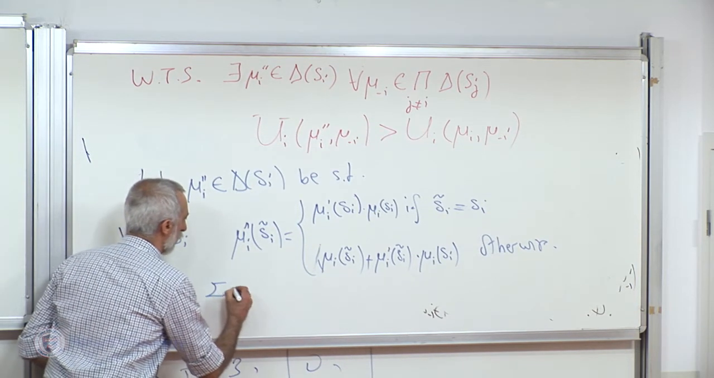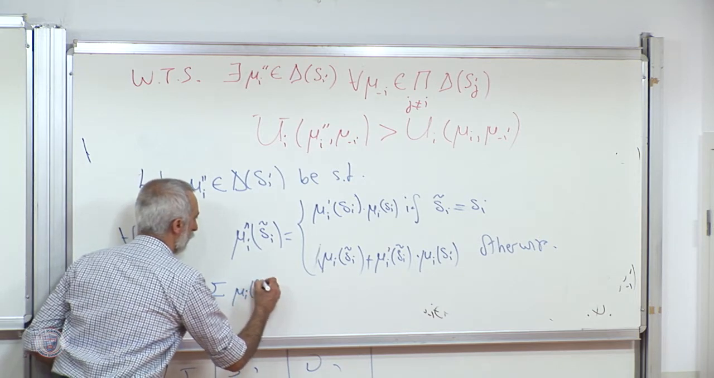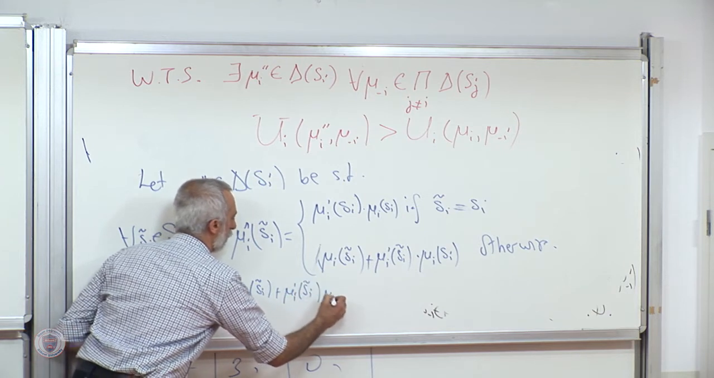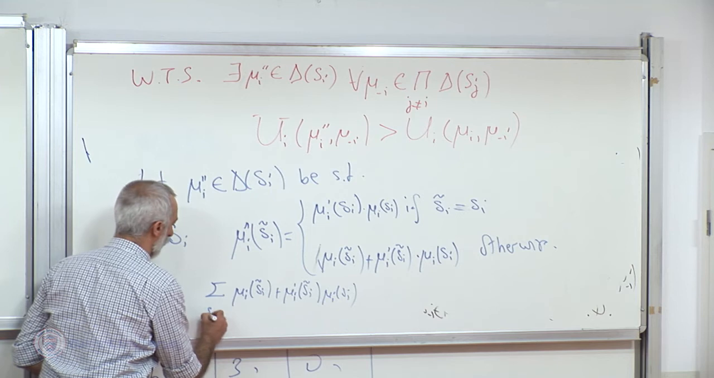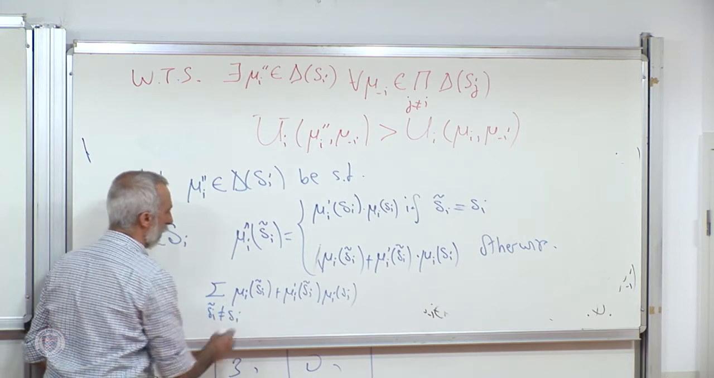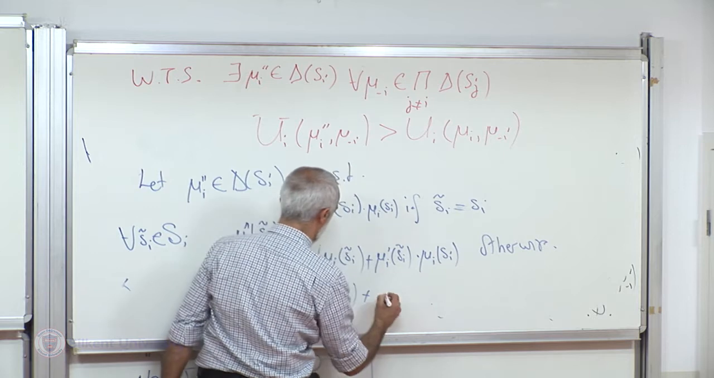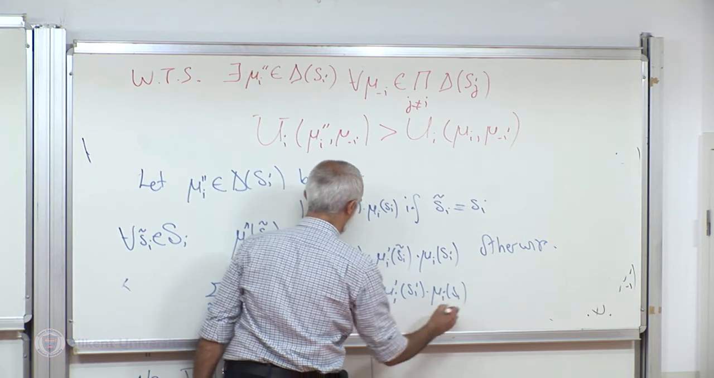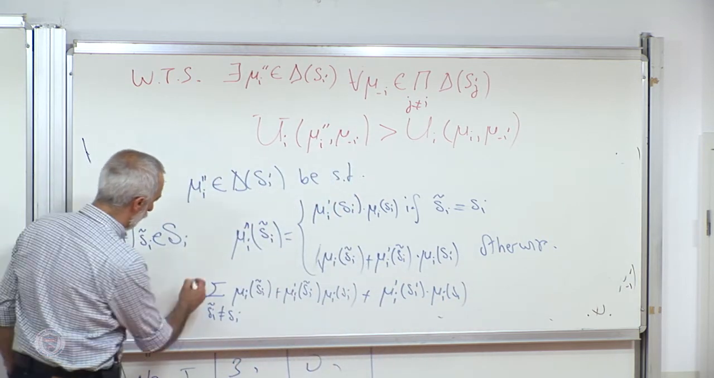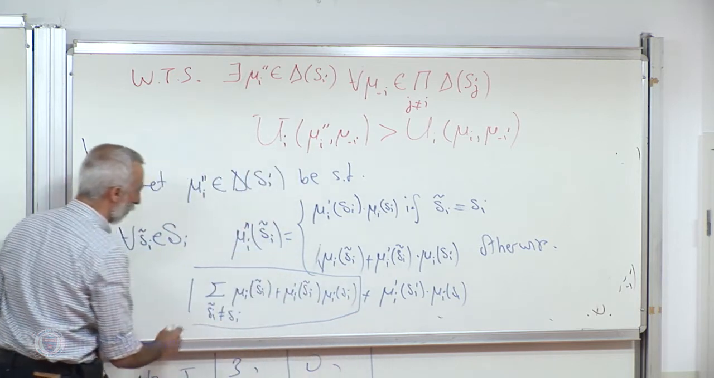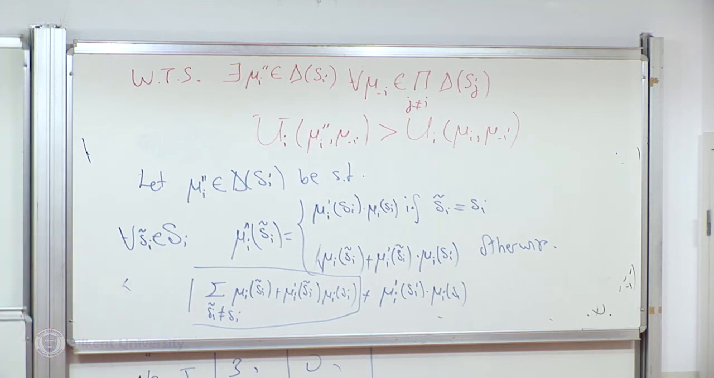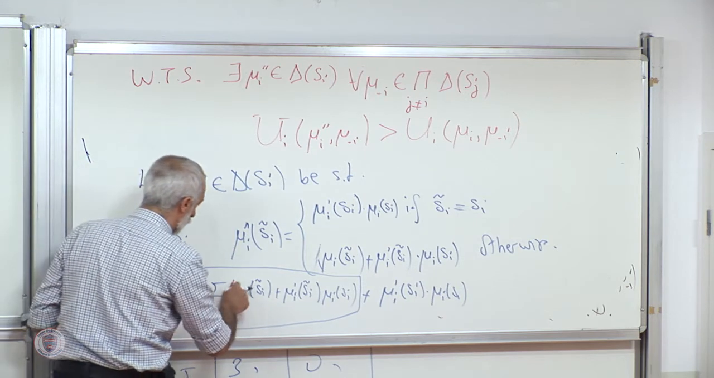We get the summation of mu i si tilde plus mu i prime si tilde times mu i si, where si tilde is different than si, plus mu i prime si times mu i si. So what is this equal to? We have to check. I'm not sure whether that sums up to 1. So that's what I'm trying to show. So we're summing this part.